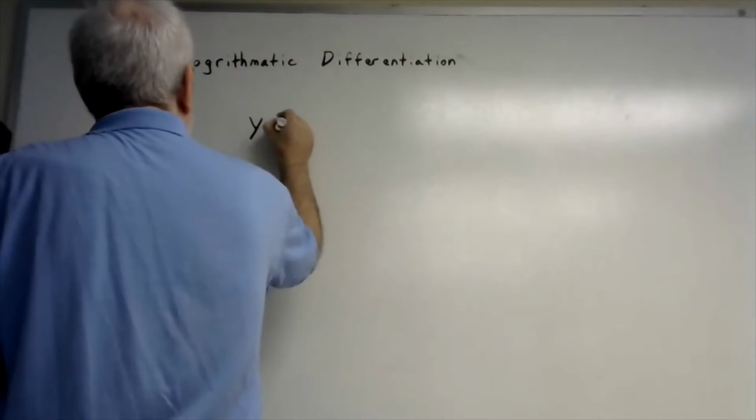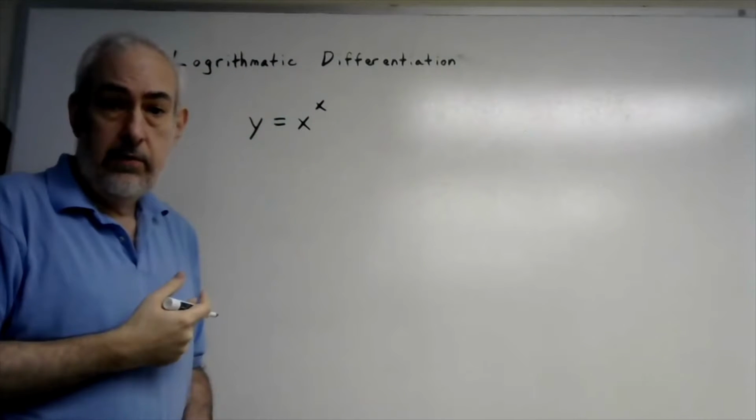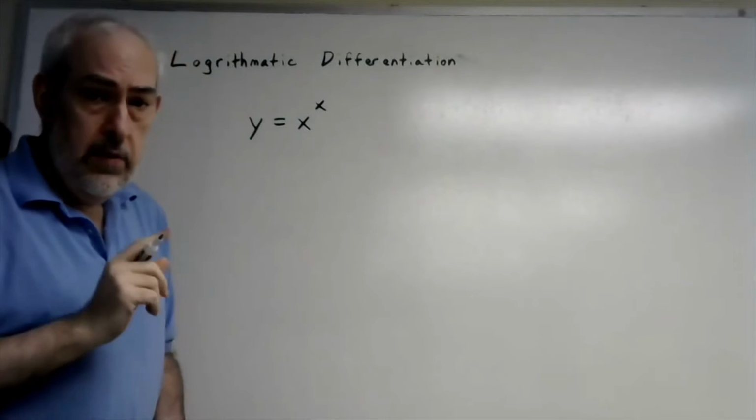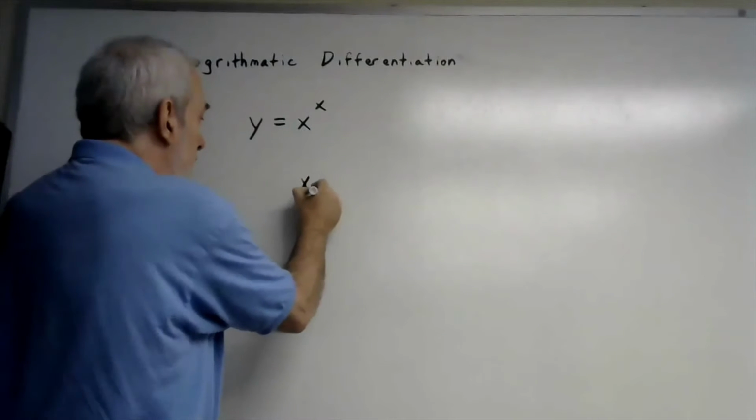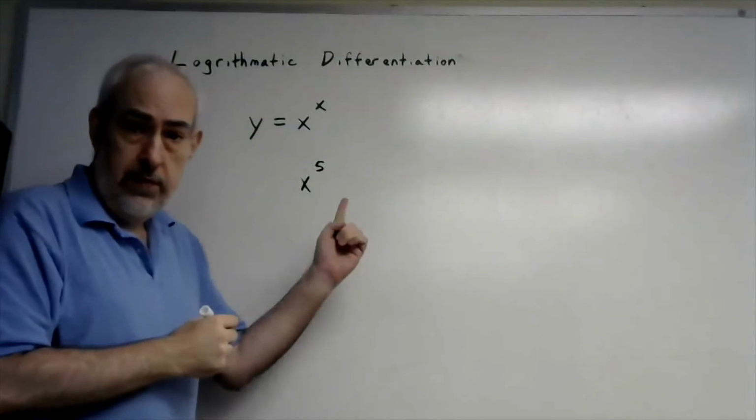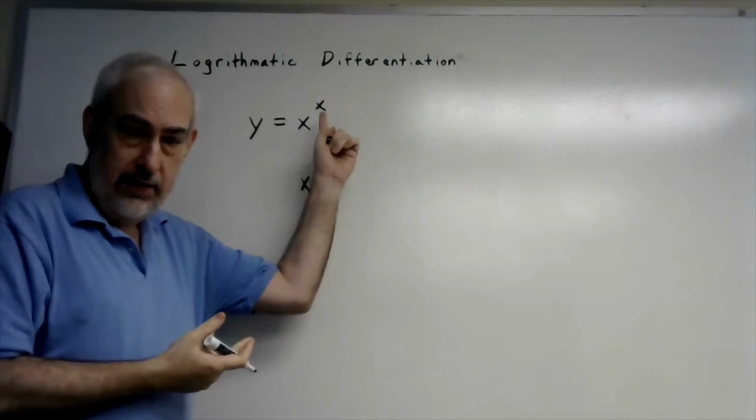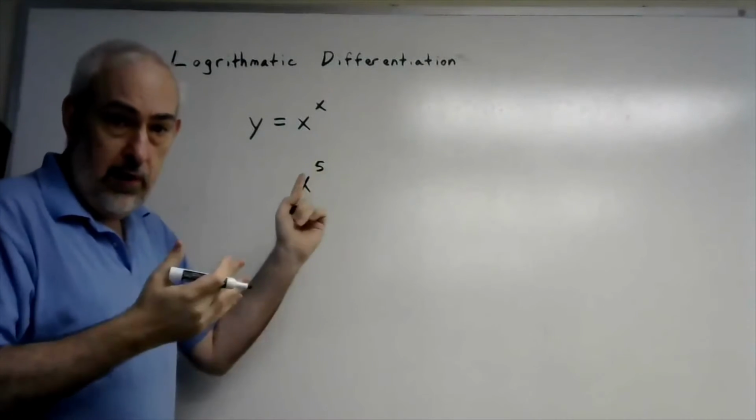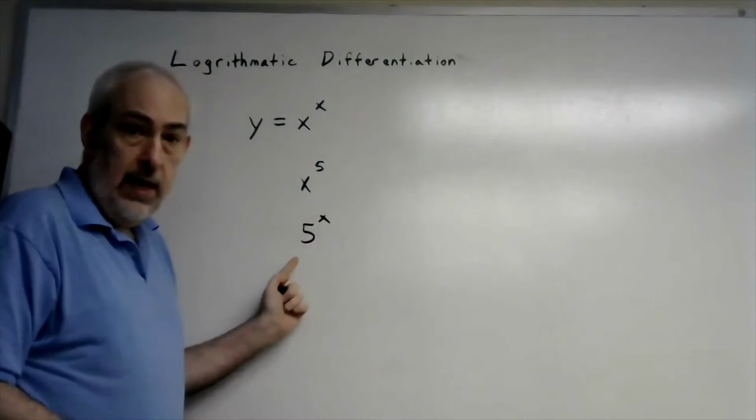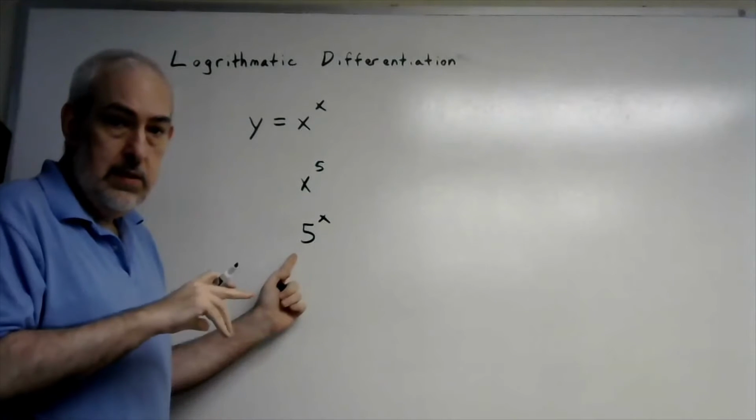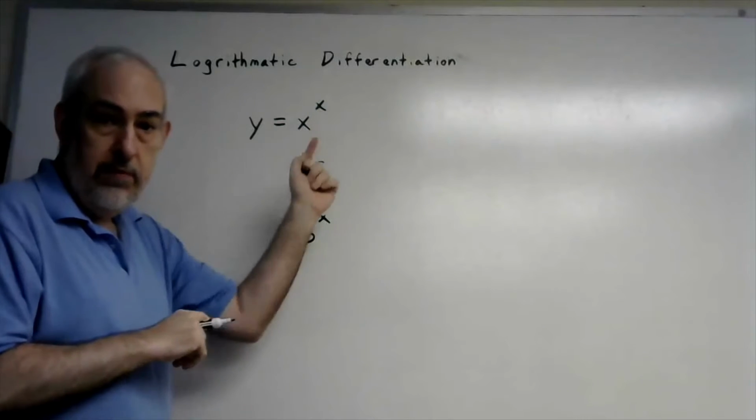Let's say that I want to find the derivative of x raised to the power of x. Notice, this is not a polynomial. A polynomial would be if we had x to the fifth, so that the exponent is a constant. That has an x on the top. This is also not an exponential. It's not 5 to the x, where the constant is the base of the exponent. Here, both the base and the exponent are variables.